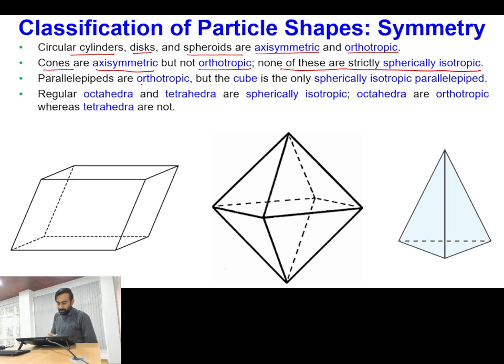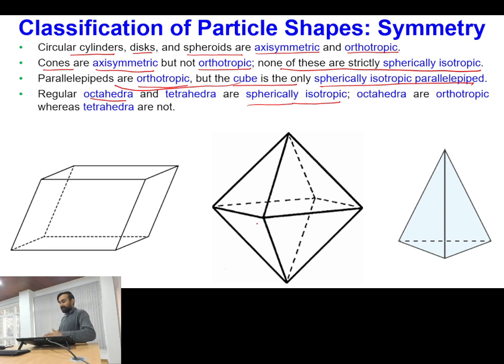On the contrary, if you talk about parallelepipeds, then all these shapes are orthotropic, but the cube is the only special type of this shape which will be spherically isotropic. Okay. And if I talk about regular octahedra, so this is the octahedra given over here. So octahedra and tetrahedra are again spherically isotropic, but only octahedra is orthotropic whereas tetrahedra is not.